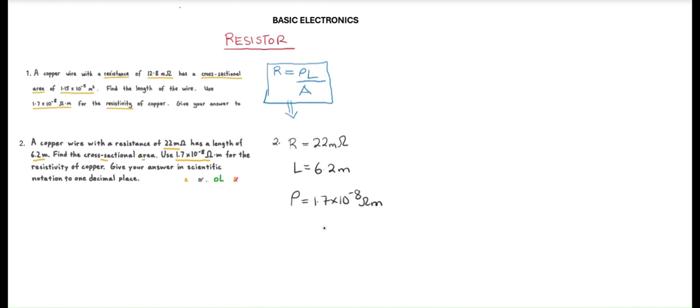Now we are asked to find the cross-sectional area. So in solving questions like this, make sure you write the parameters down. So a copper wire with a resistance of 22 milliohms has length of 6.2 meters. Find the cross-sectional area. Use 1.7 by 10 to the power negative 8 ohms meter for the resistivity of copper, and give your answer in scientific notation to 1 decimal place. So that's what we have been asked.